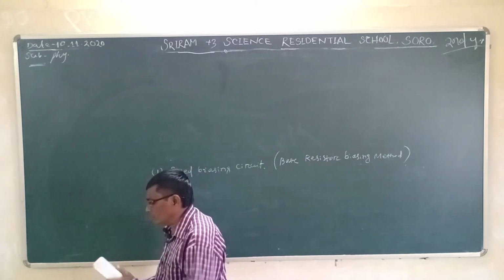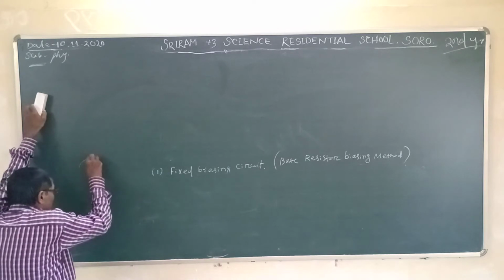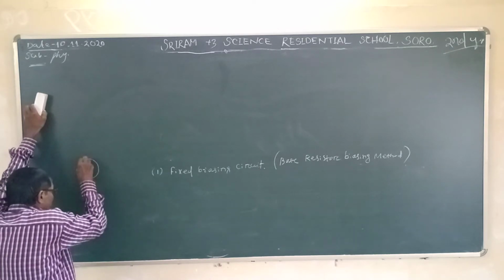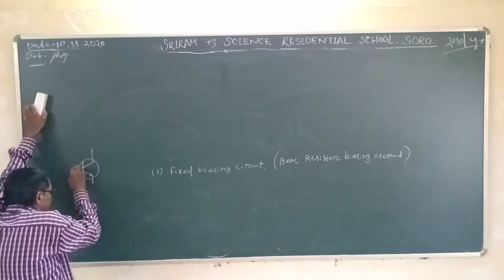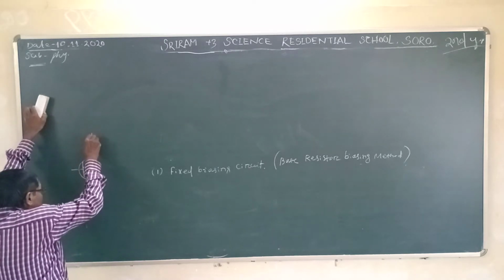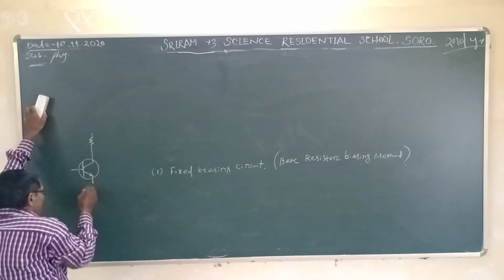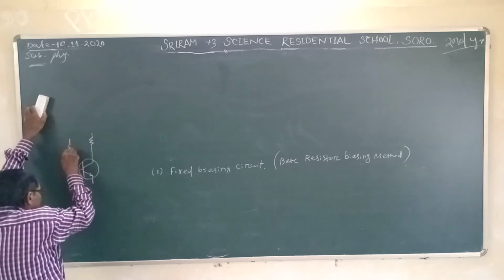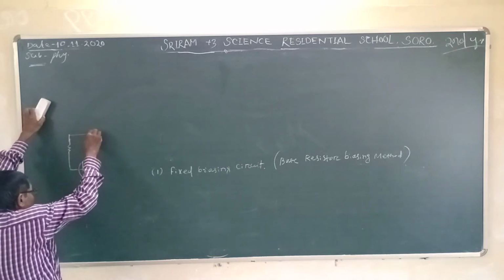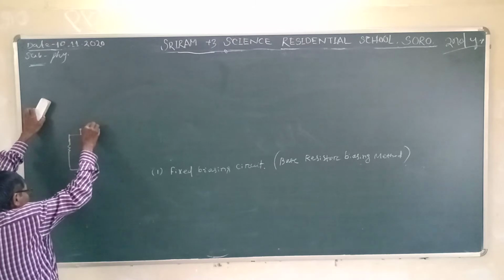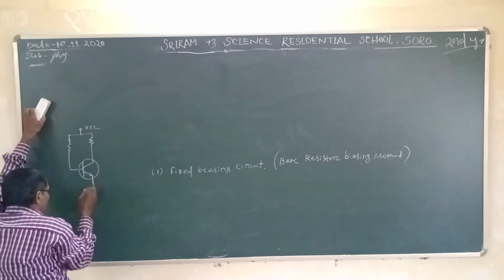Now we design the circuit. A transistor is connected in this way. This is the resistor, and another resistor is connected to the base. Now we apply the supply voltage VCC. The emitter is connected to ground.